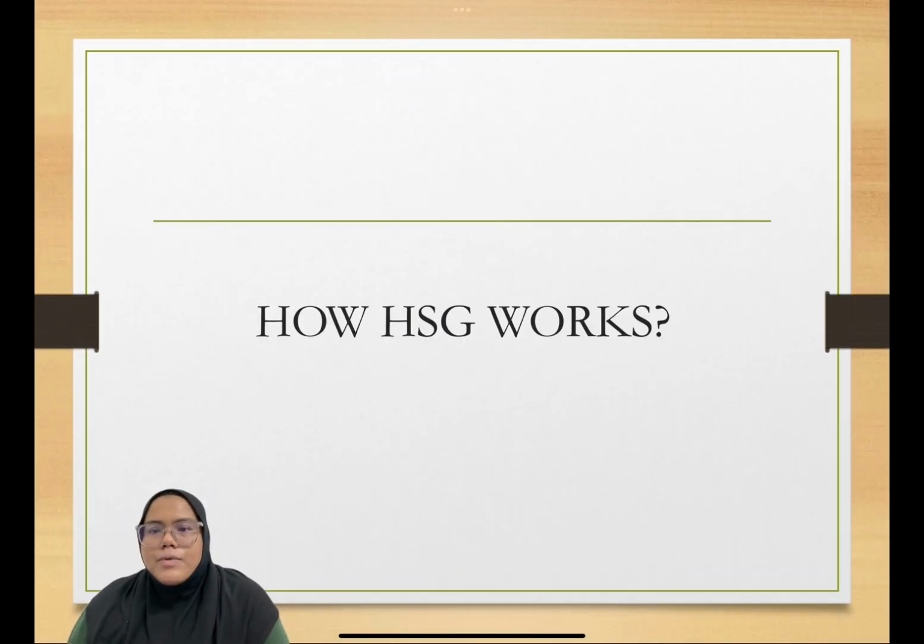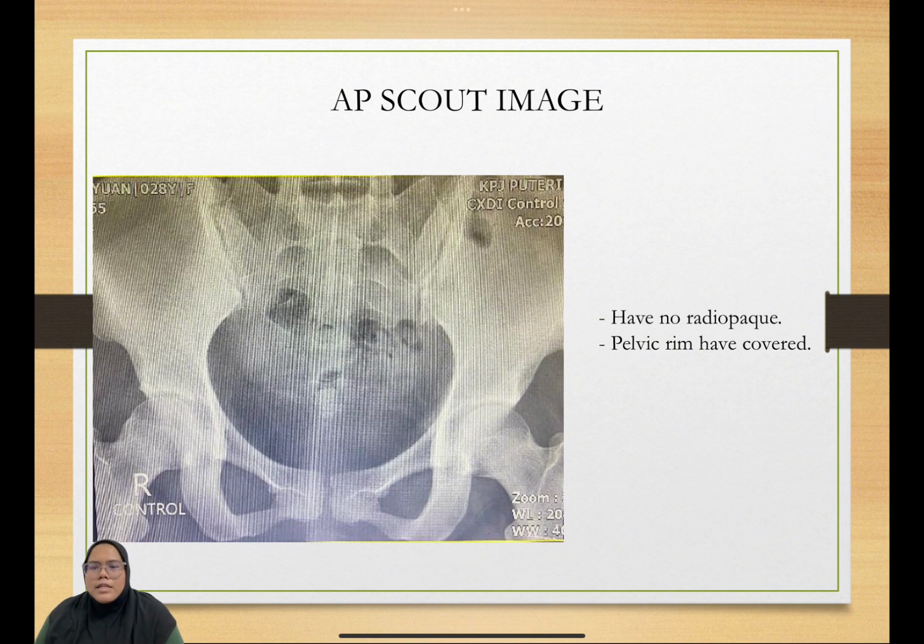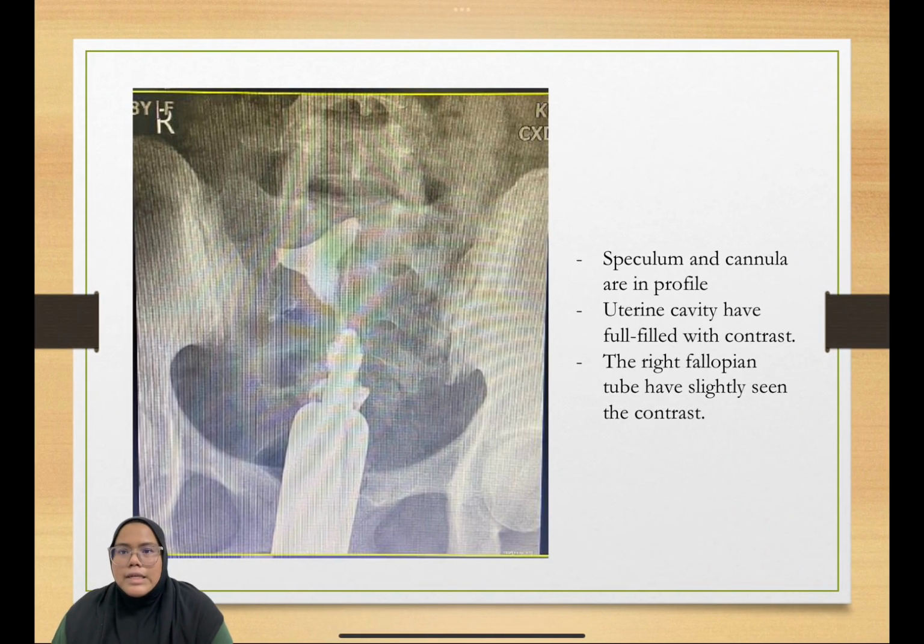How does the HSG work? Okay, this is the AP scout image. We can see that the pelvic ring is in AP position and in the center of the collimation field. There is no radiopaque object covering the pelvic ring. Okay, in the second image, we can see that the speculum and the cannula are in profile.